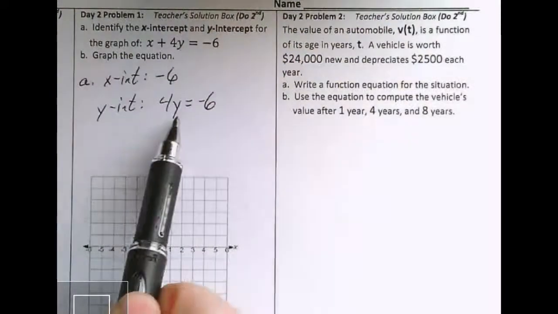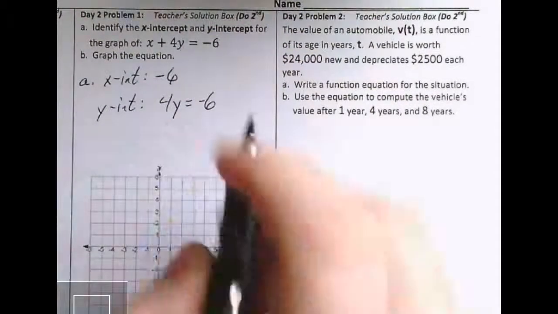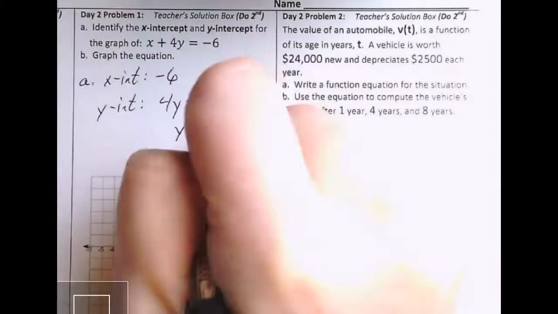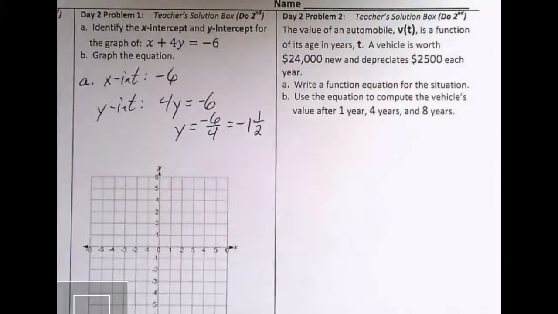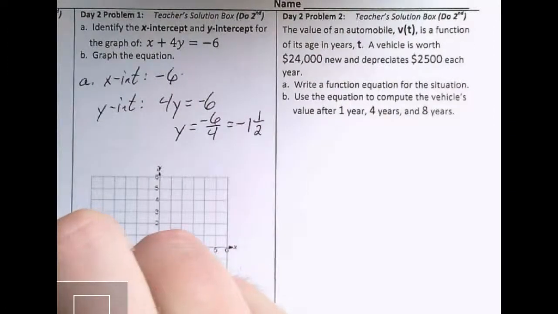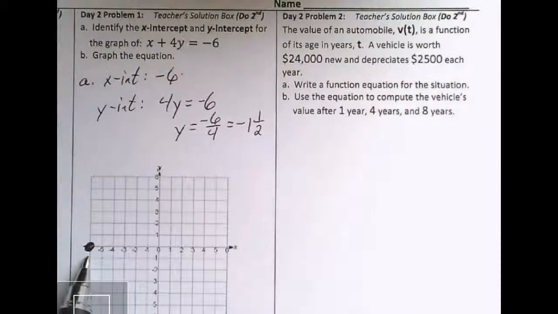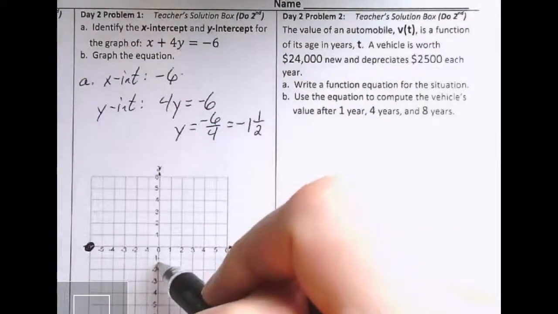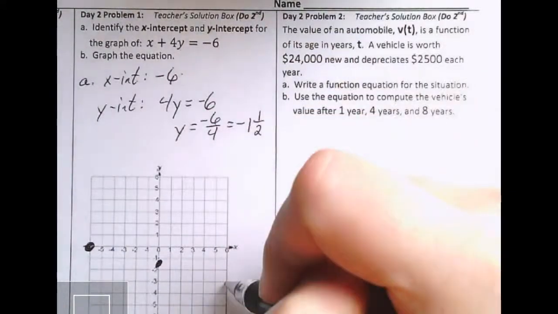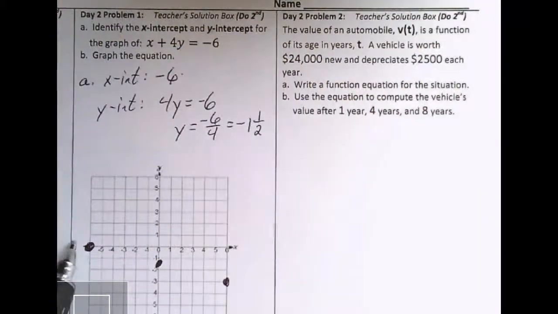And that little equation, 4y equals -6, can be solved to create y equals -6/4, which as a mixed number is -1.5. Right, with these two values, we can get dots and draw the line. So the x-intercept is -6 on the x-axis. Here is -6. And on the y-axis, it's -1.5. So here is -1, and then halfway to the next grid mark is -1.5. Draw the line.